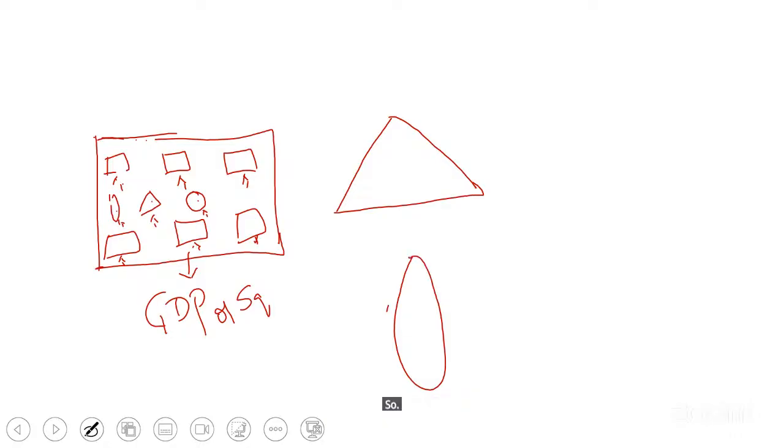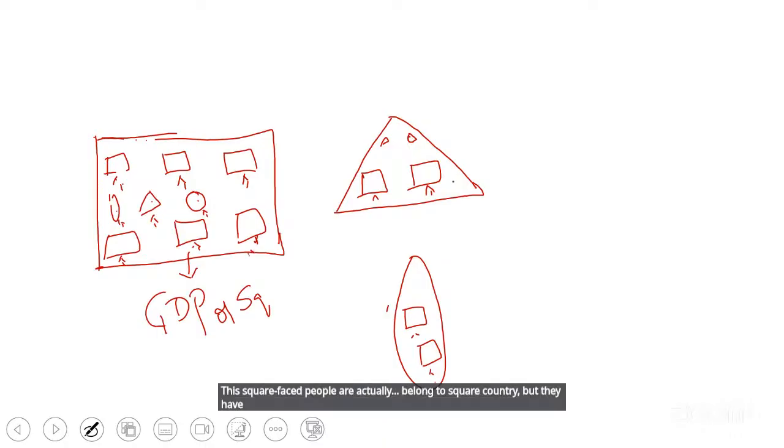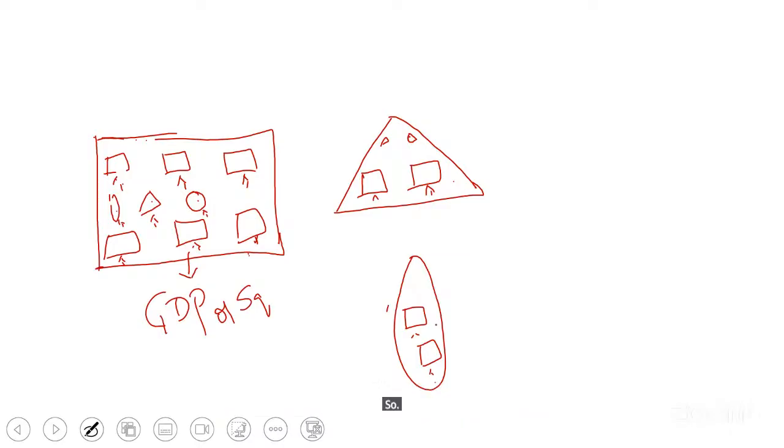So in triangle country, most of the people have triangle faces, but there are a few square-faced people also, both in triangle country as well as in the oval country. These square-faced people actually belong to square country, but they have come to triangle country and oval country to work. So where is their contribution?